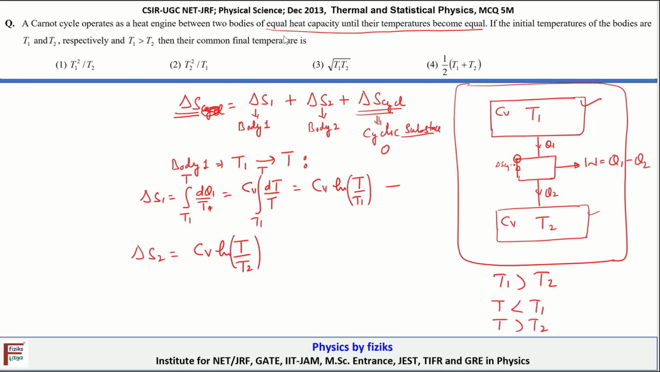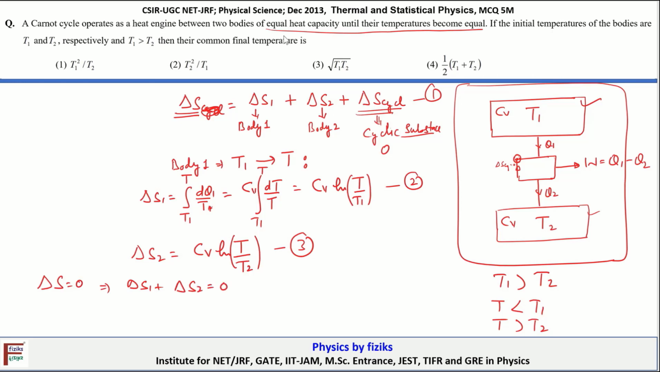Okay, so let's call this equation 1, this equation 2, and this equation 3. Now the net entropy change when one complete cycle is over, delta S, will be 0 because it's a reversible process. So this ensures that delta S1 plus delta S2 will be equal to 0.